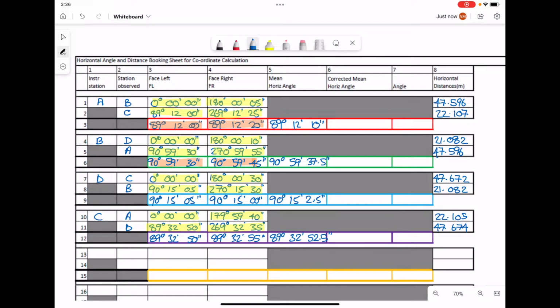We can fill in under column 7 the angle reference that these relate to. So angle BAC, in this case angle DBA, angle CDB and angle ACD.